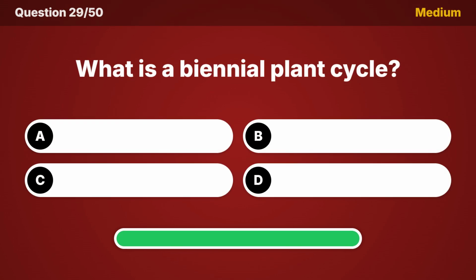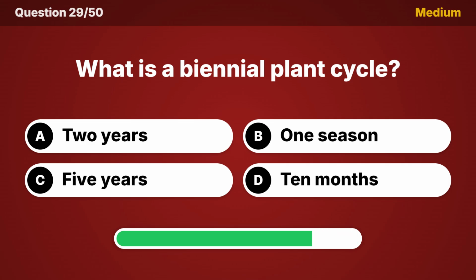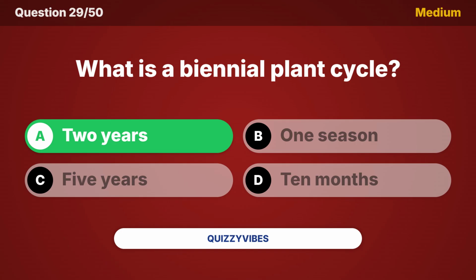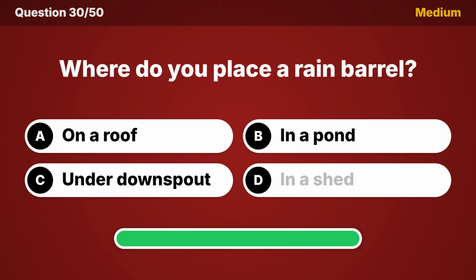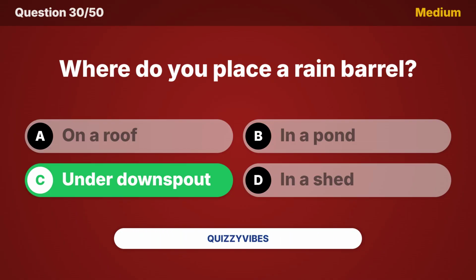What is a biennial plant cycle? Here is the answer. 2 years. Where do you place a rain barrel? The answer is under downspout.